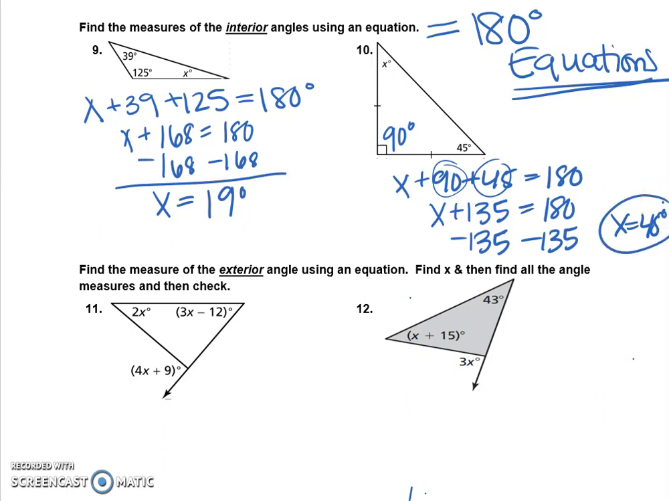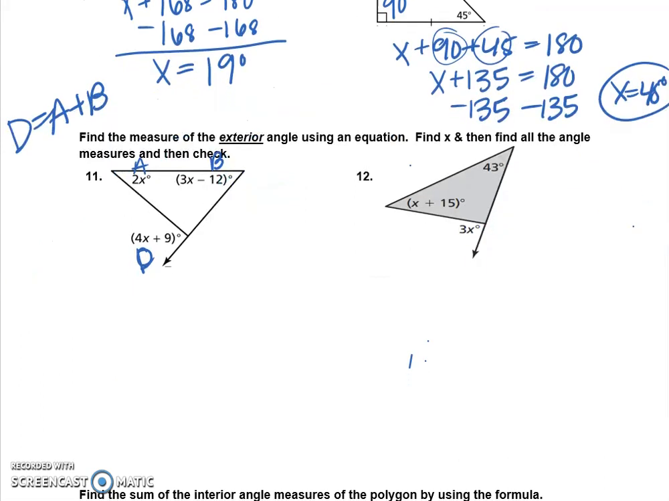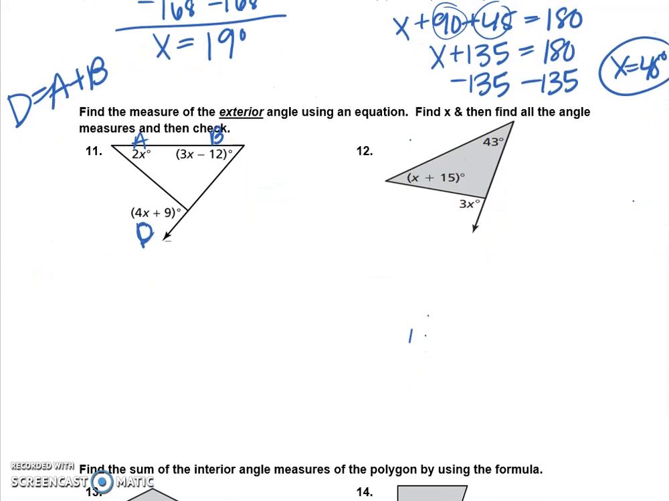Exterior angle, remember the outside, this is my D equals A plus B. Okay, so my two interior angles are A and B. And remember, not C. The exterior angle is D, so D is equal to the sum of the two that are inside. Now, it is absolutely critical that you set up equations for these. If you try to do these in your head, you will 100% get them wrong, okay?